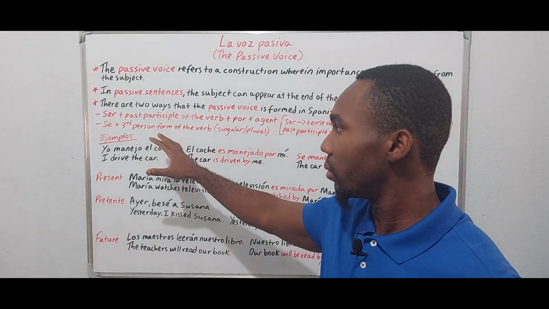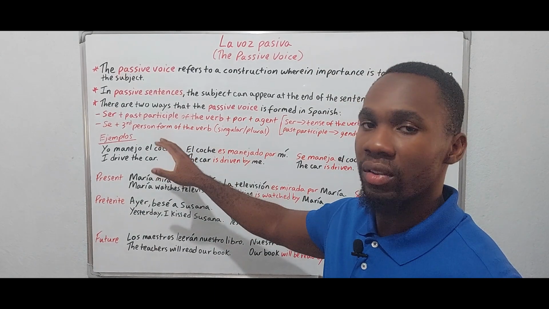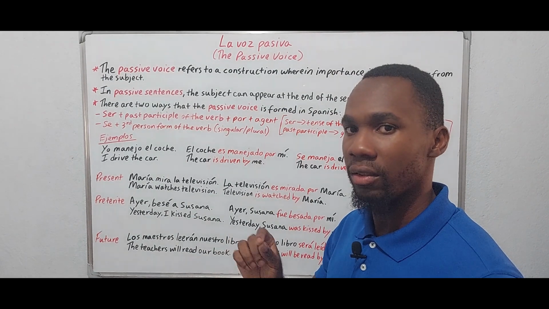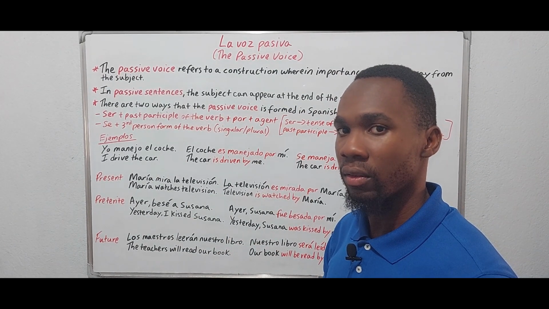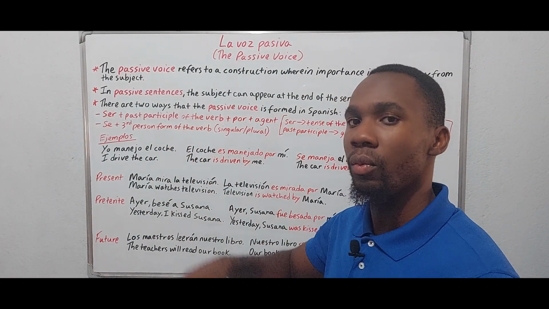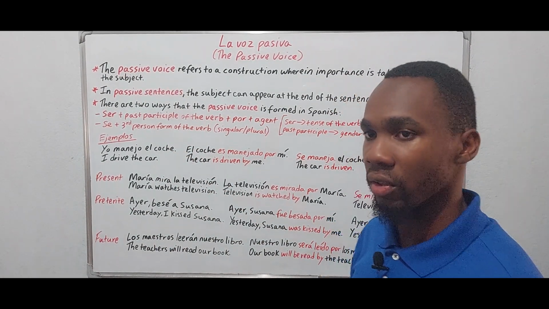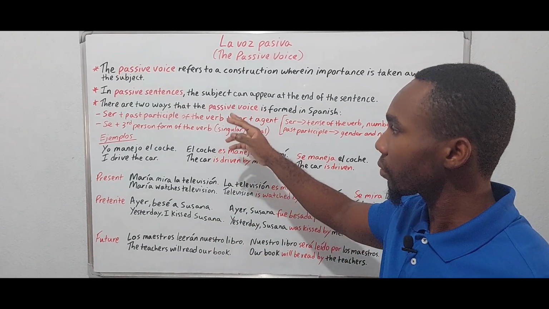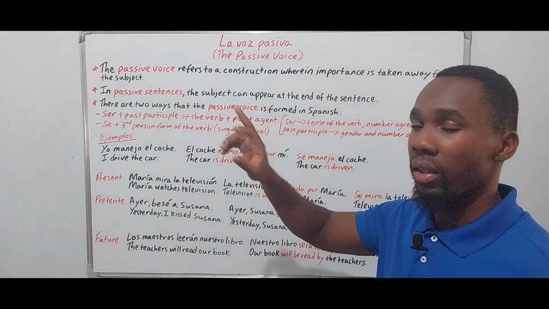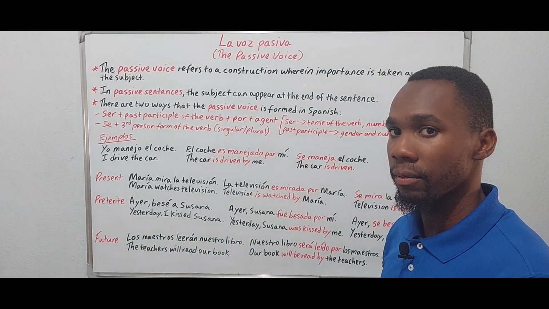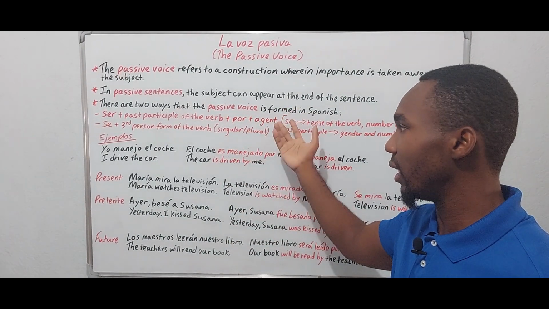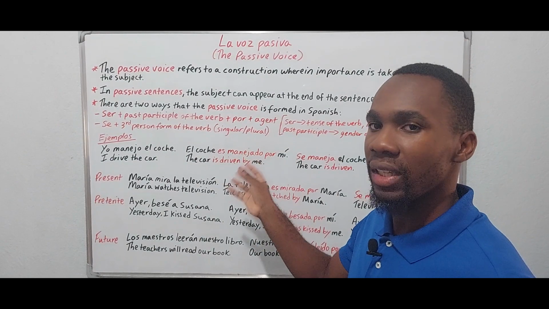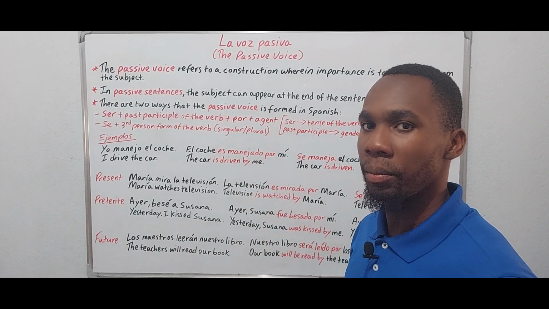Ser must be conjugated in the same tense as the verb of the active voice, right? And it must agree with the object in terms of number, of course, okay? Because remember, the object is going to appear at the start in the passive construction. The past participle must agree with the object in terms of number and gender, right? And then, of course, we have por and the agent. But remember, this is optional. And we're going to see examples, of course. So, no se preocupen.